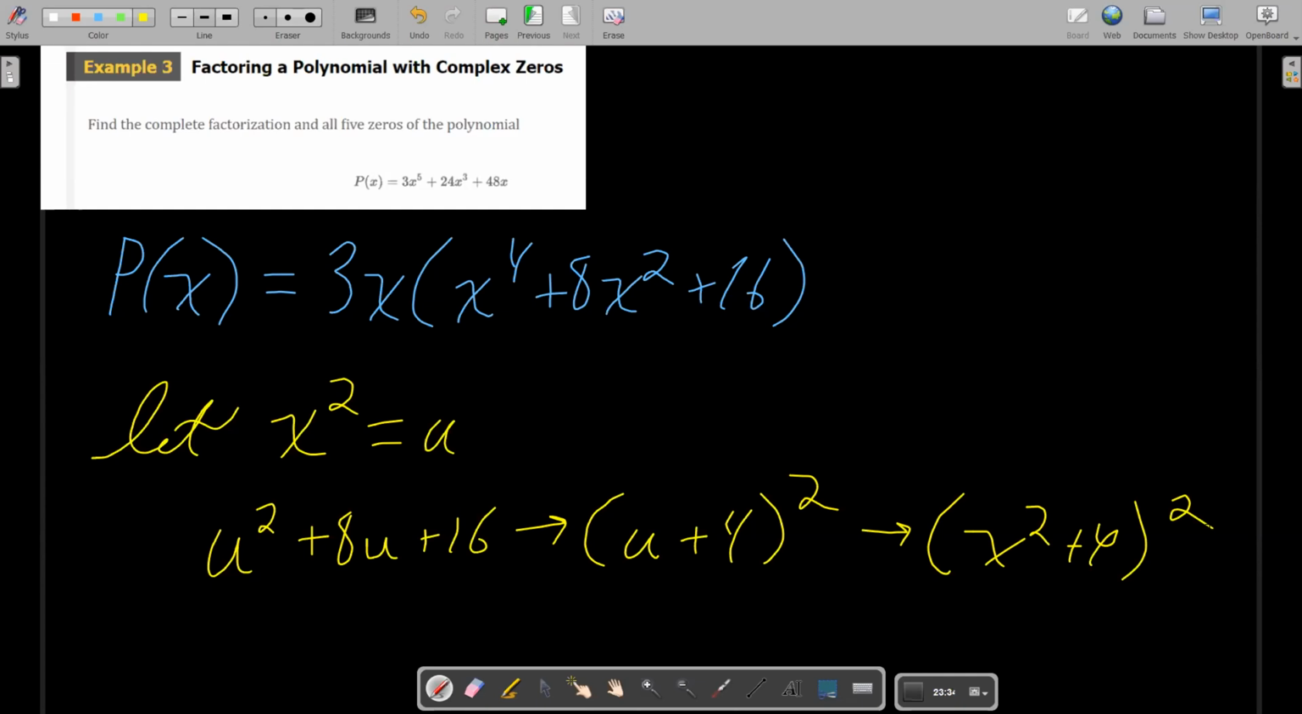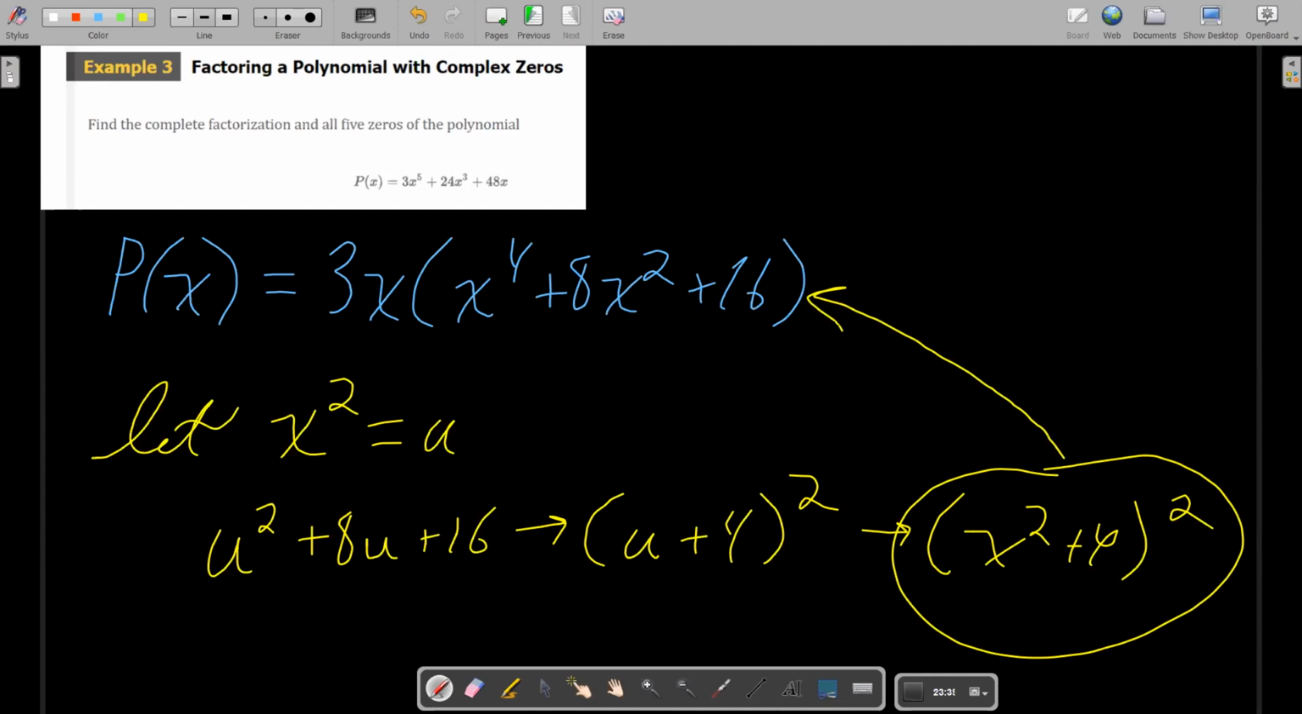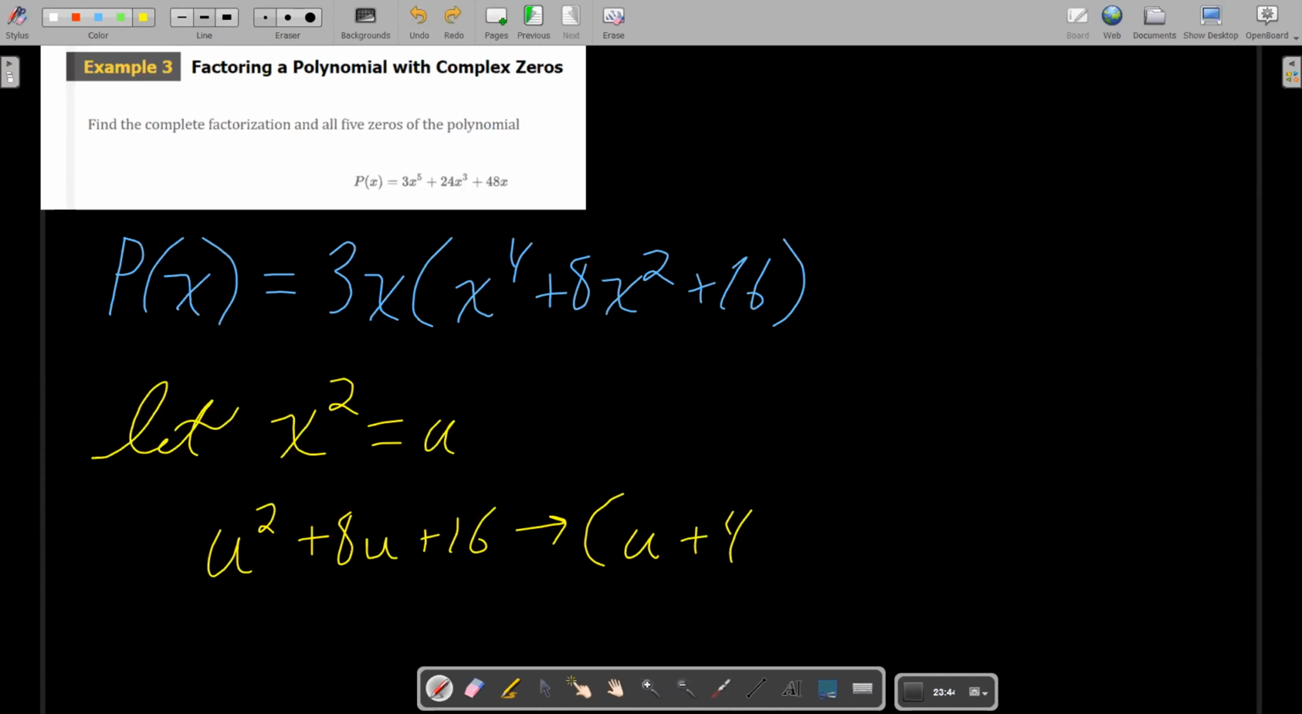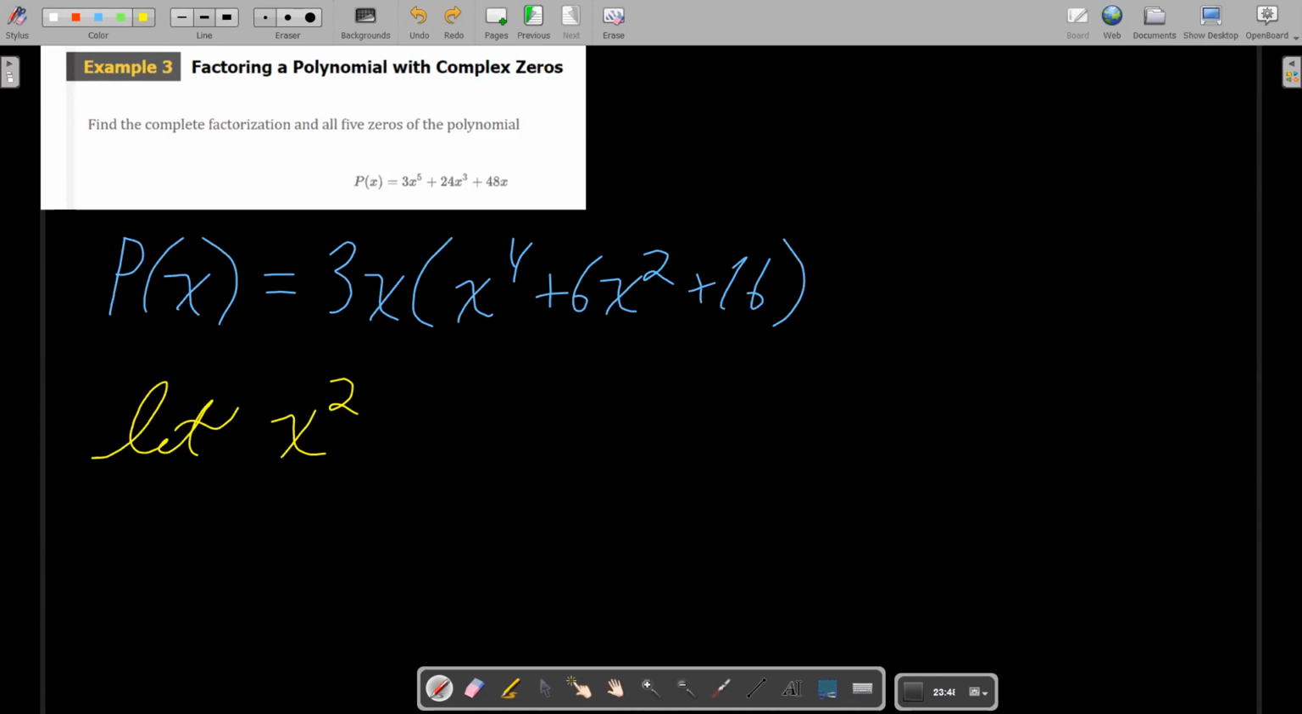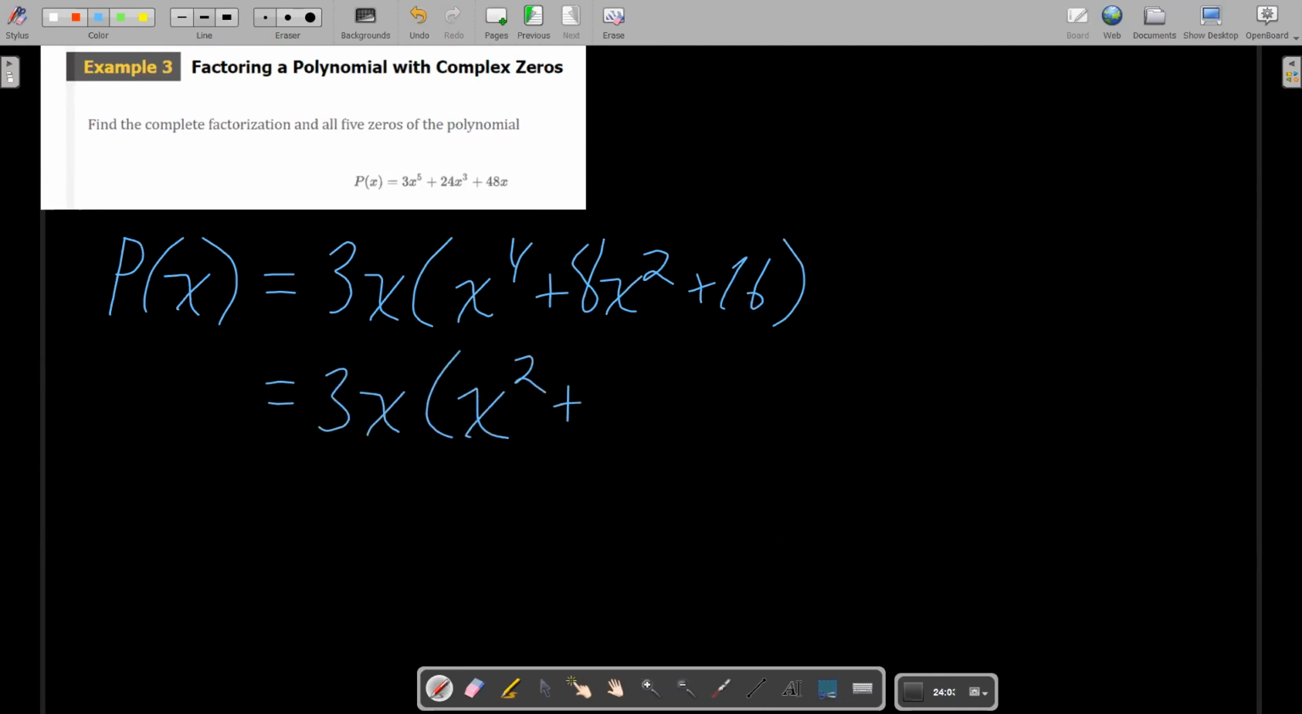Okay, so I'm going to erase all that, but this is the factored form of that, using that u sub that we did before. And for you guys taking pre-cal going into calculus, you're going to hear u sub so much, and it's going to be exciting every time you do. Okay, so this factors into 3x times x squared plus 4 quantity squared.